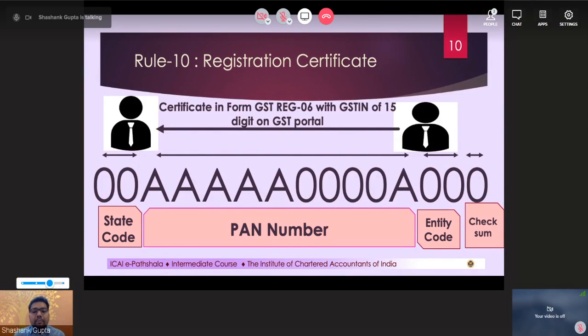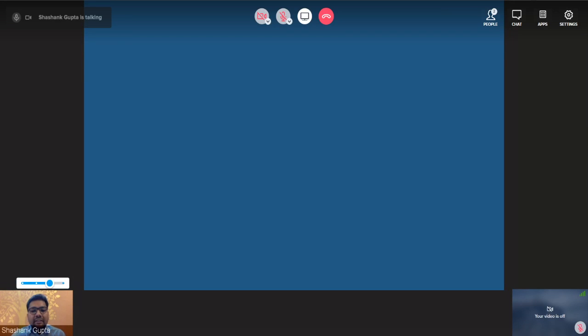The GST registration number is known as GSTIN. It is a 15-digit registration number. The first 2 digits are the state code, then comes the PAN number, then the entity code, and then the checksum.